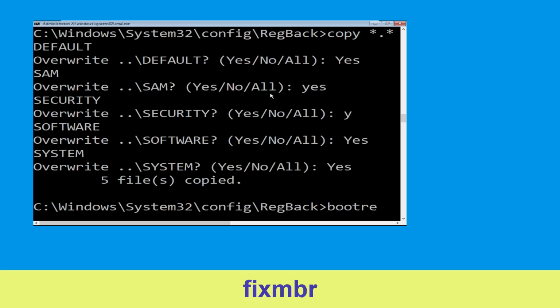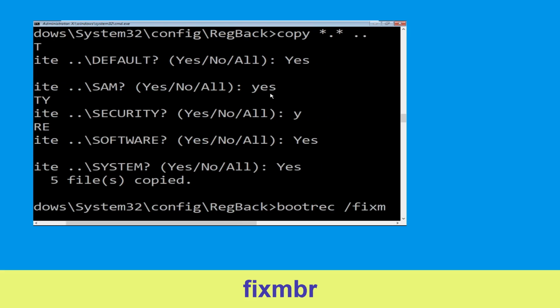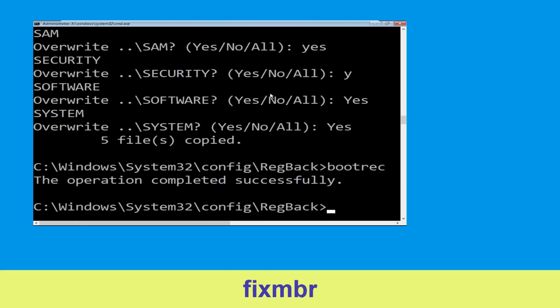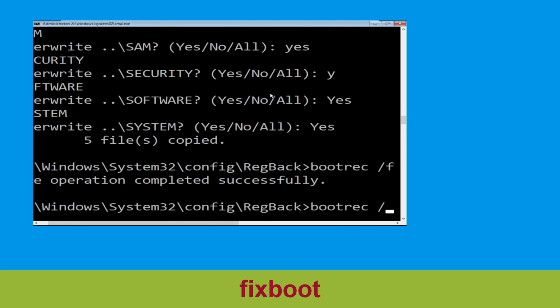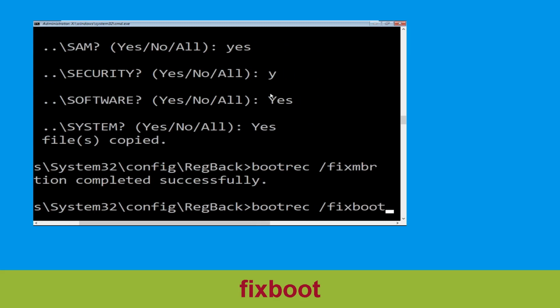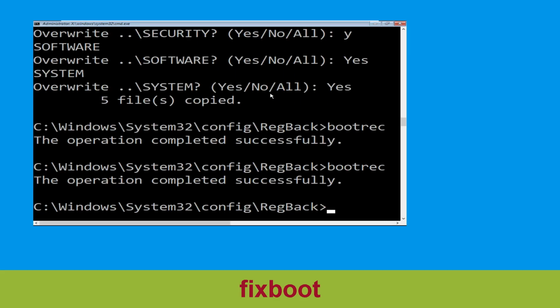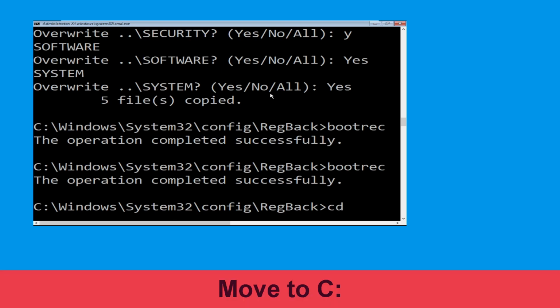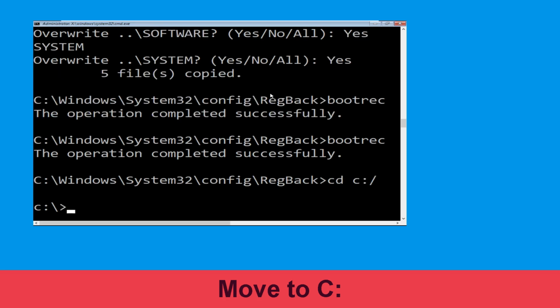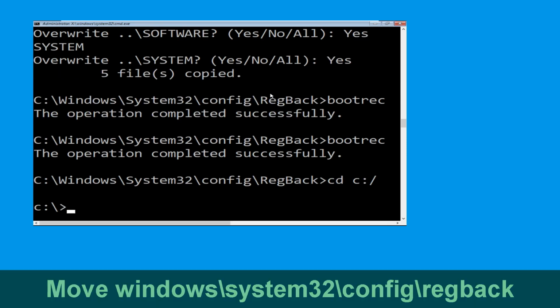Now type bootrec /fixmbr and hit enter to execute the command. Now type in bootrec /fixboot and simply hit enter to execute the command. Now type cd c:\ and simply hit enter. Now type cd windows\system32\config\regback and hit enter to execute.